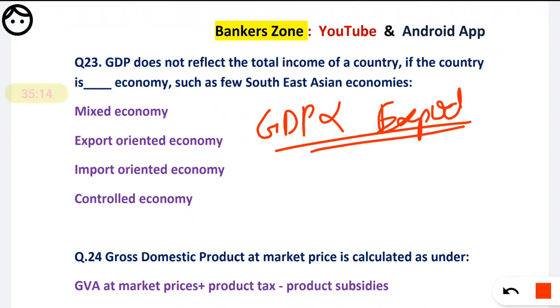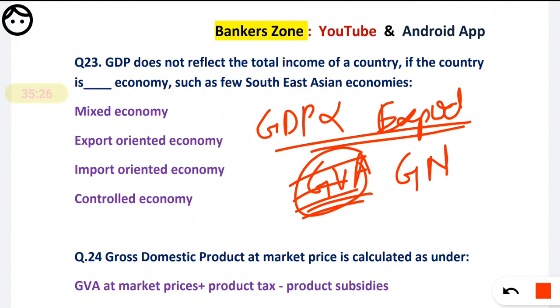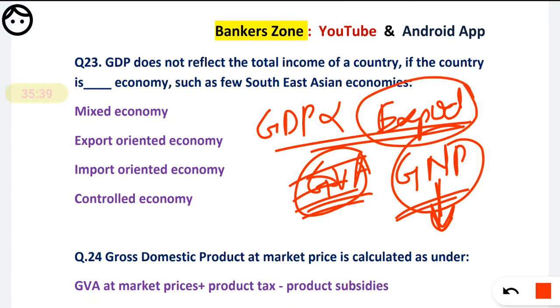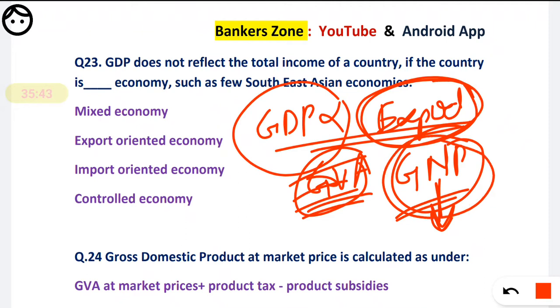Okay, then what they will do is adopt the GVA, that is gross value added. Or rather, they will generally adopt the gross national product, because their nationality is important here. Wherever they are staying, they will contribute to their country. Okay, GNP is preferred in an export oriented country. Remember, GDP is not preferred in an export oriented country, GNP is preferred there.